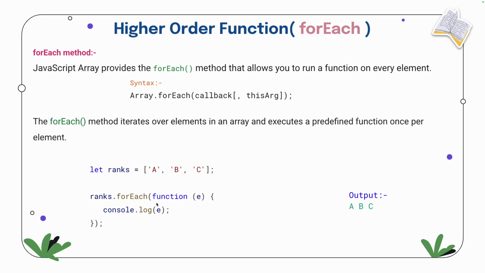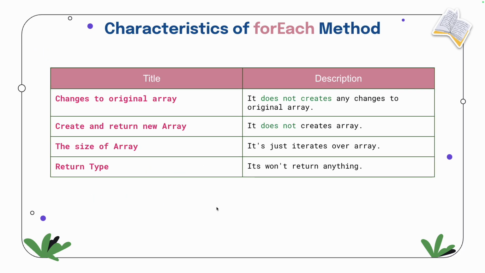So it is just a shortcut, a shorter syntax, to iterate over an array. And we can provide the element, the index, and then the entire array also; it will take those. So you can iterate using forEach, for of, or a for loop, as per your convenience. So it does not create any array, it just iterates over the array. It won't return anything, as I have mentioned here.